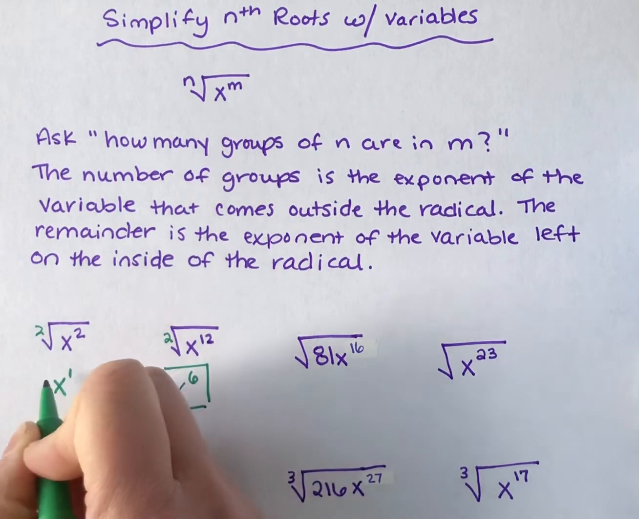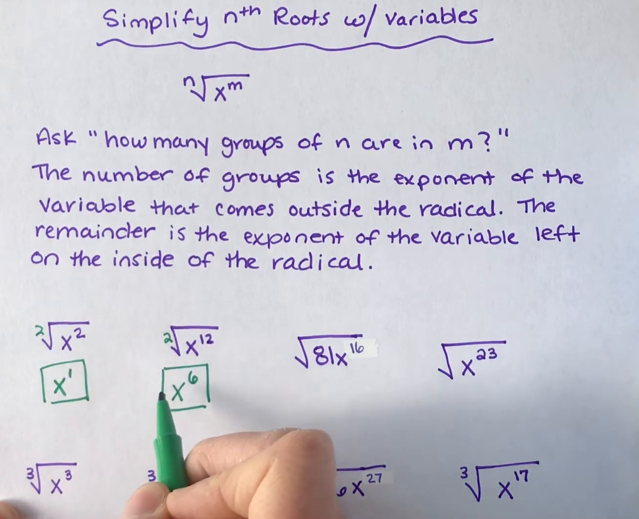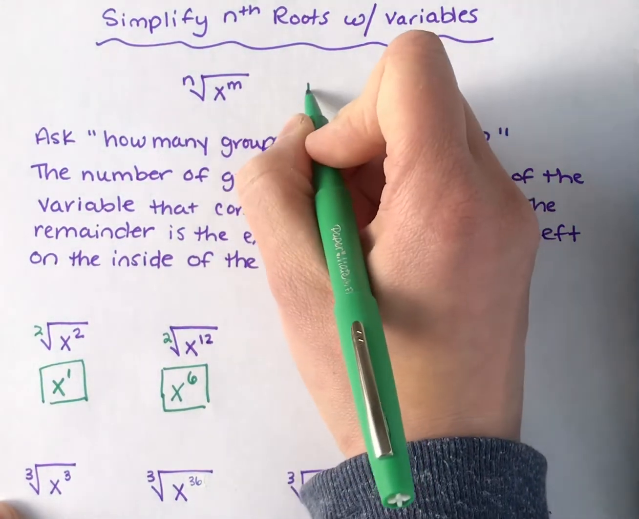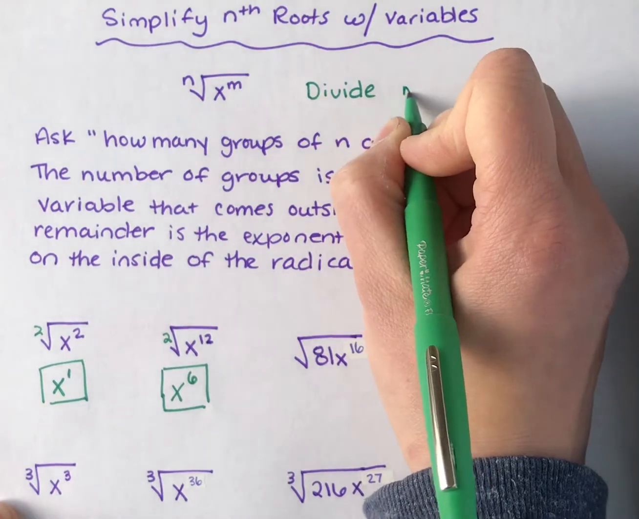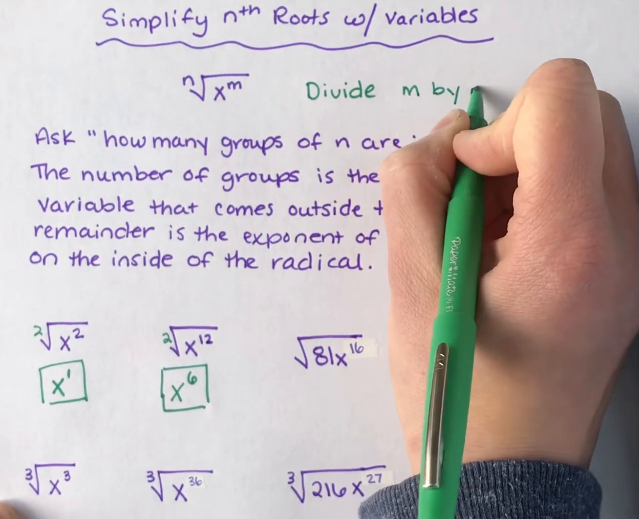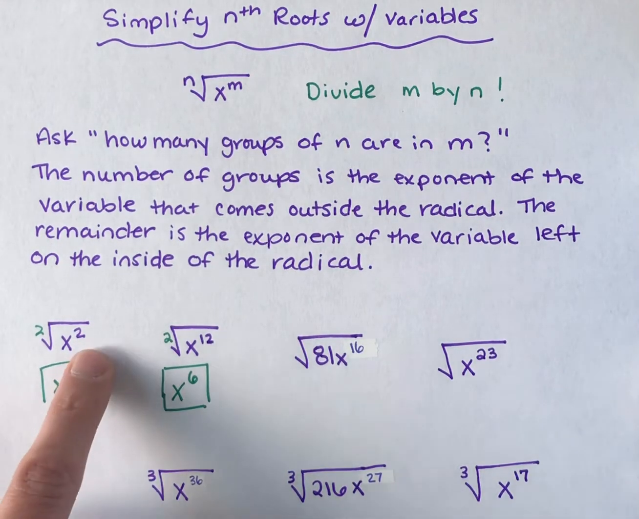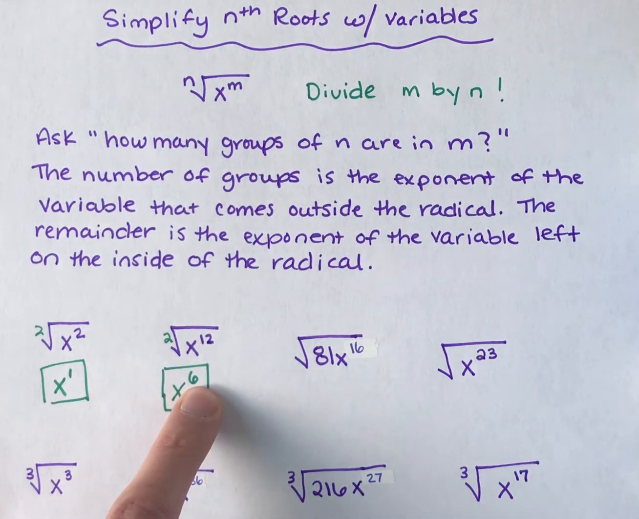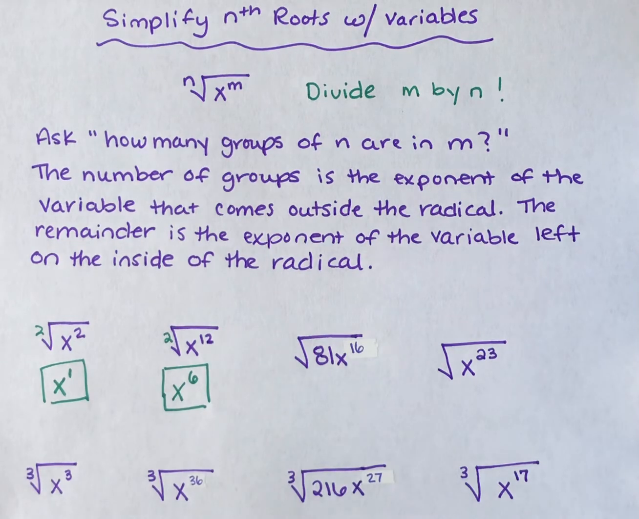Hopefully you're seeing a quick shortcut. How can I get a 1 from a 2 and a 2? How can I get a 6 from a 2 and a 12? Well, you're really just dividing. So really, you're just going to divide the exponent by the index. This is a real shortcut. So 2 divided by 2 is 1. 12 divided by 2 is 6. In these two cases, we didn't have a remainder, so there was nothing left inside the radical.